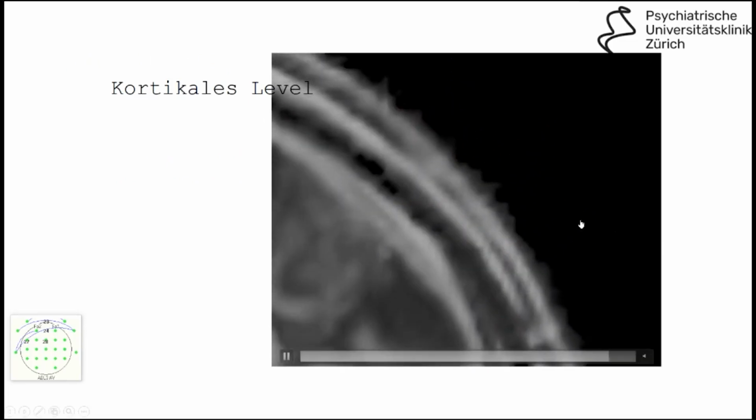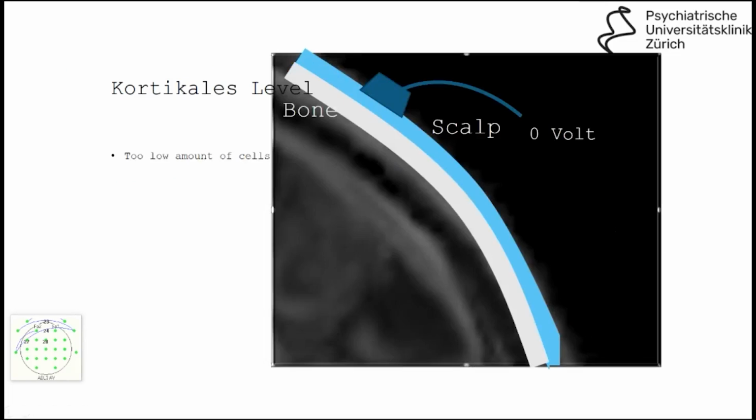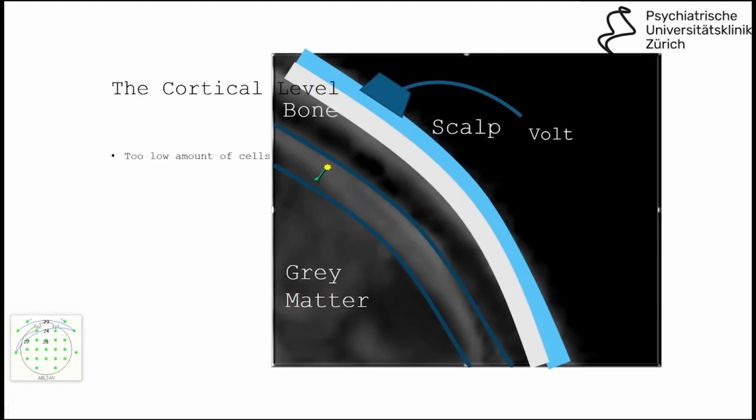So what we now see is that we have the scalp, and we have an electrode that you put on the scalp, and I ask you, do I measure something? No, I measure nothing. It's 0 volt. Then we have the gray matter and the bone, and what we do now is we have one axon, and everything is a little bit disrupted here, but I hope you can see it.